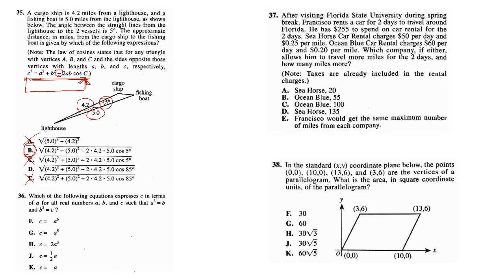Okay, number 36. Which of the following equations expresses C in terms of A? And so, let's see. We know A cubed equals B. So A cubed equals B. And I know B squared equals C. Now I want C in terms of A, so really I just want C to equal something about A. Something about it, we don't know what yet.